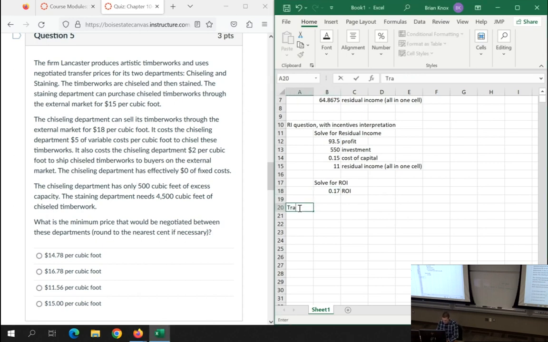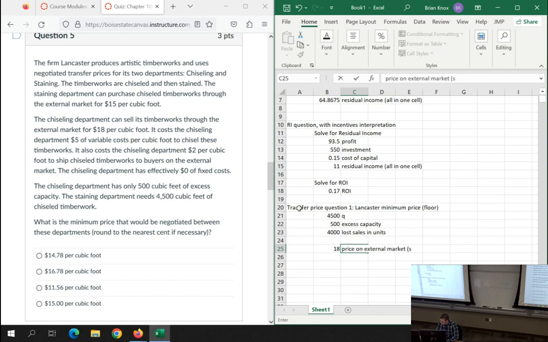So let's go with transfer price question 1, the minimum price or floor. So we can tell right away, 4,500 is Q, the quantity demanded. 500 is our excess capacity. So we're going to have to lose this number of sales, 4,000 in sales. All right, let's copy down some of the other information we got. So $18 is, I'll call it, the price on external market.